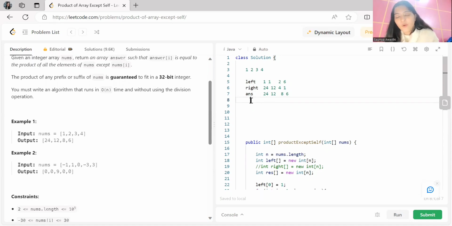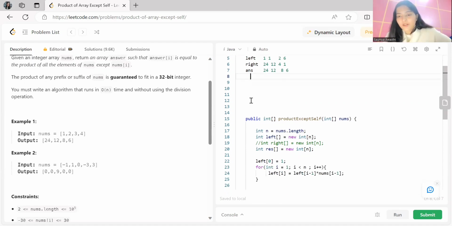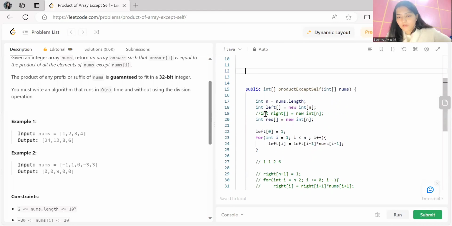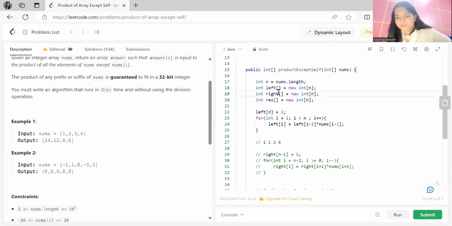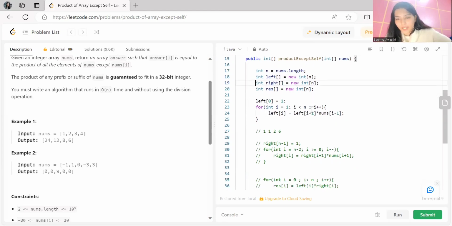So what would be the time and space complexity for this particular approach? Let's have a look at the code part. We have left and right arrays. This is the extra space we are taking first of all, right? The result array is not considered in the space as given in the question, but left and right we are using for our own purpose.